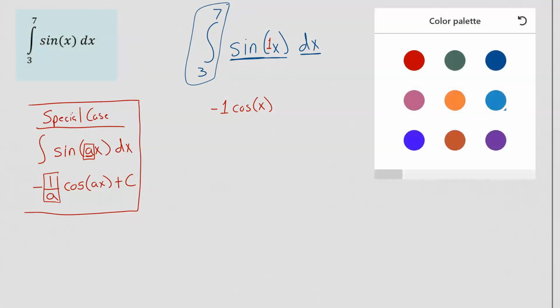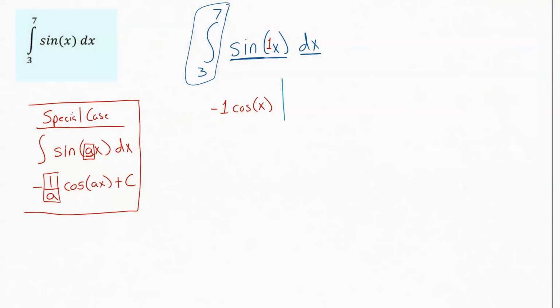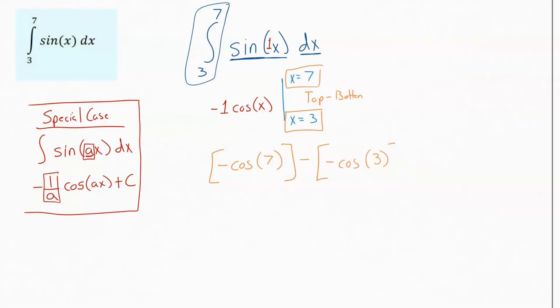When you are evaluating a definite integral, you get this little evaluation bar at the end. So you would say evaluated from x equals 3 to x equals 7. To do this, I just apply what I call the top minus bottom game. You're going to take the top value, plug it into that equation, and subtract off the bottom value plugged into that equation. So for us, we're going to get negative cosine, and then plugging in for the top value, I would plug in 7. Subtract from that the bottom value plugged in, so negative cosine of 3.